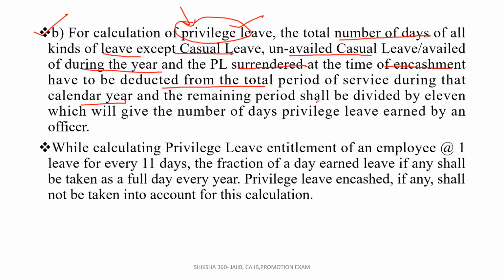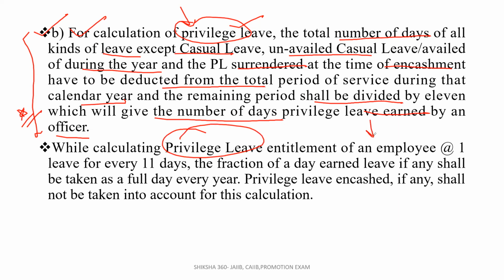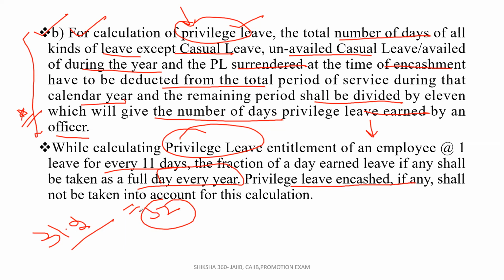And the remaining period shall be divided by 11, which will give the number of days of privilege leave earned by an officer. Clear? Even if you are not able to understand this point, just wait 1 minute. I will help you understand the meaning of this line. While calculating the privilege leave entitlement of an employee at the rate of 1 leave for every 11 days, the fraction of a day of earned leave, if any, shall be taken as a full day every year. Like 31.2 will become 32 leaves. Privilege leave in cash, if any, shall not be taken into account for this calculation.